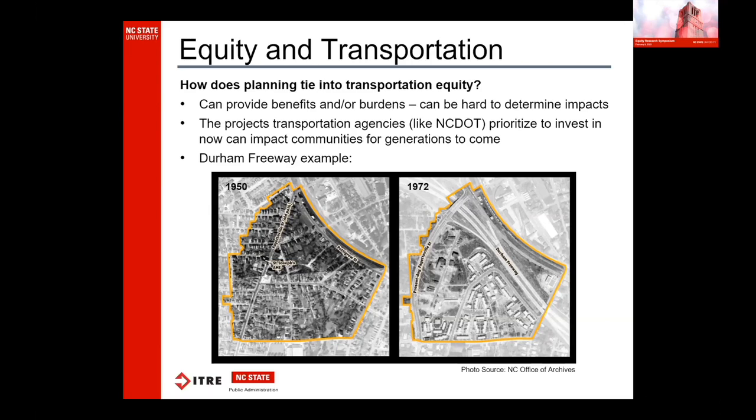Looking at those impacts before a project's put in place and determining what that means for equity in the surrounding communities is important. That's where agencies like the North Carolina Department of Transportation prioritize how they invest in their projects. They can't fund all the projects in the world. They have to decide what they actually have money to invest in. And that's where equity can really come into play, because if we're looking at those impacts up front, that can determine how communities for generations to come are impacted by those projects.